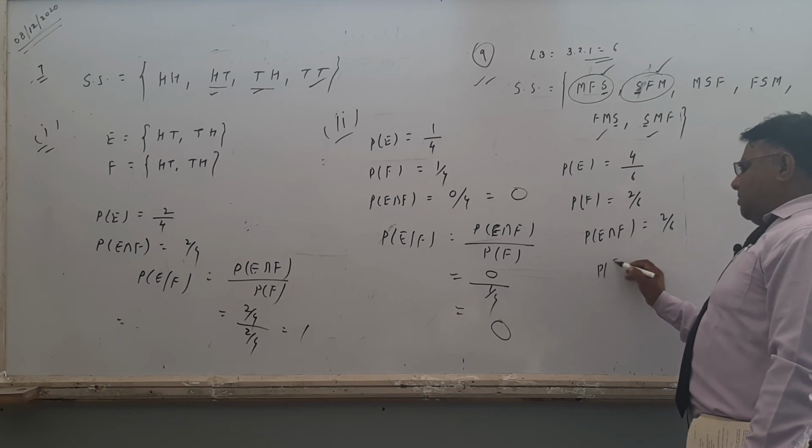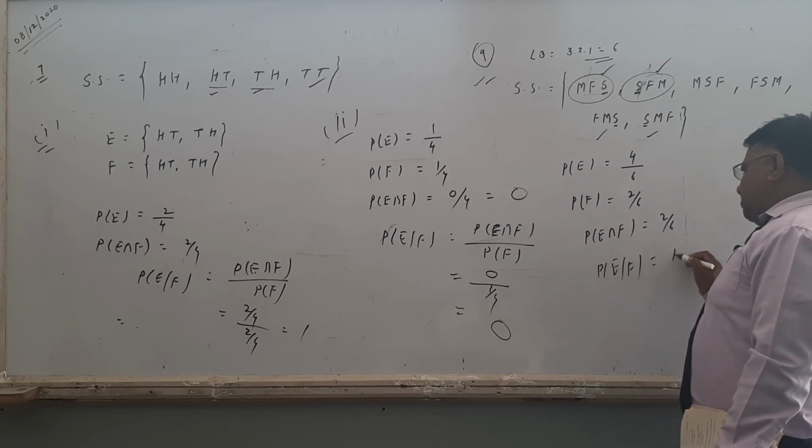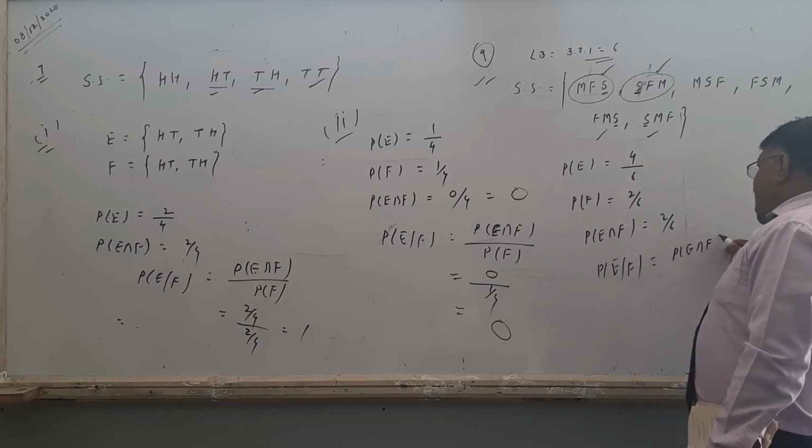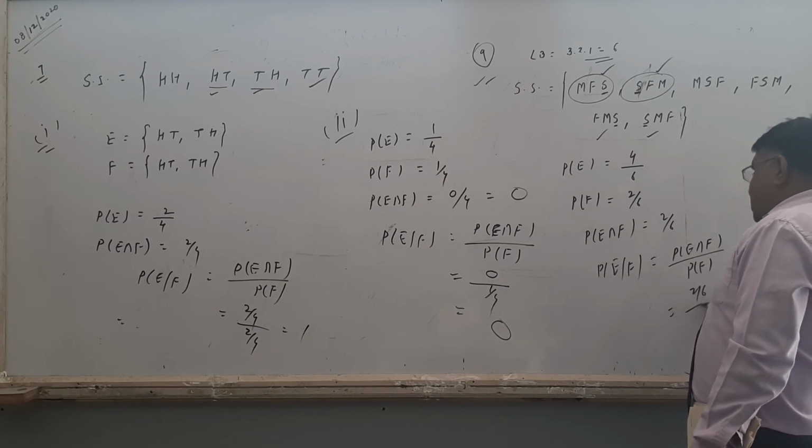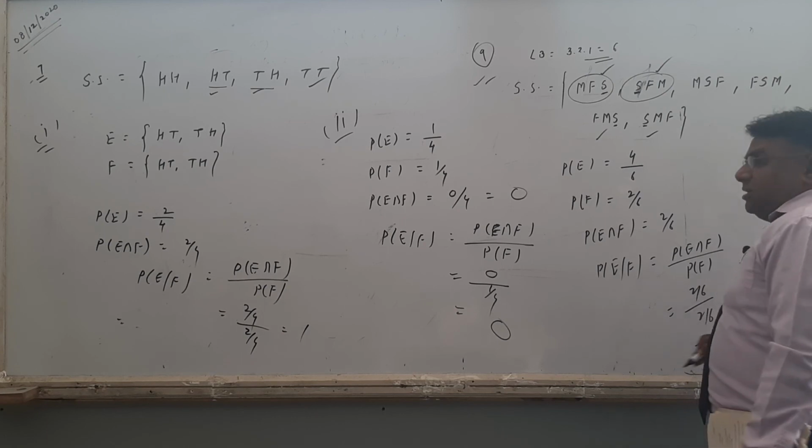Now the probability of E given F. That is P(E∩F) upon P(F). The intersection is 2 by 6 and P(F) is again the same, so the answer is 1.